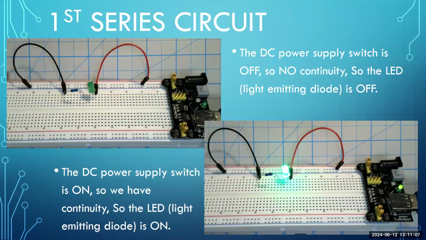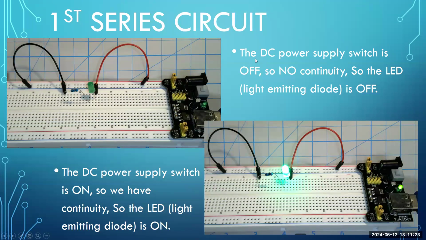Here is your first series circuit. And the series circuit is shown in two illustrations. If you look at the upper left, it shows the DC power supply on your breadboard and some jumper wires, an LED, a resistor, and another jumper wire.